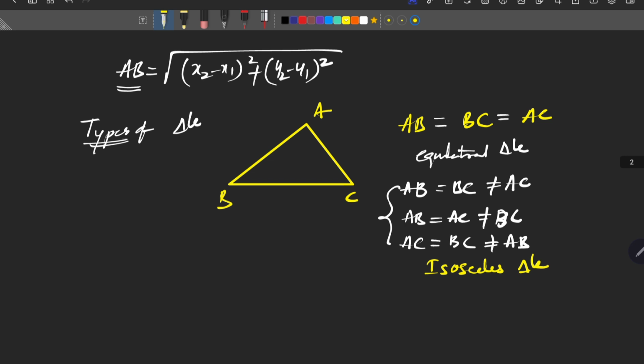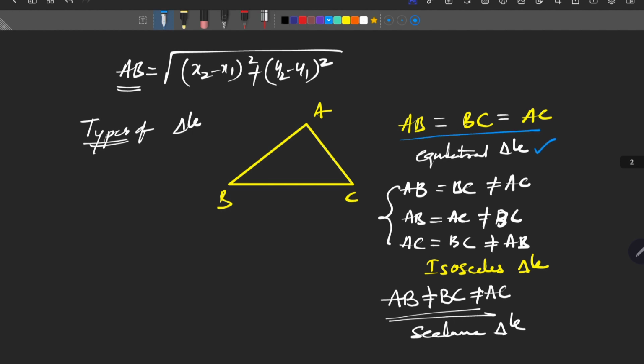Isosceles triangle. And the third type: no two sides are equal. AB is not equal to BC, which is not equal to AC. If all three are not equal, we say it is a scalene triangle. Again I am repeating, so please observe very carefully. If all three sides are equal, it is an equilateral triangle. If any two sides are equal, which is not equal to the third side, there are three possibilities we check, then it is called an isosceles triangle. If no two sides are equal, that is called a scalene triangle. This is the types of triangle based on sides.